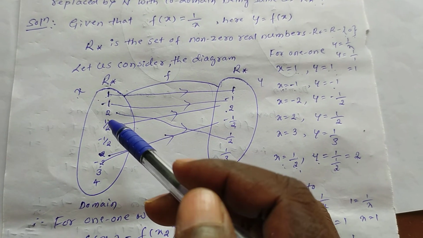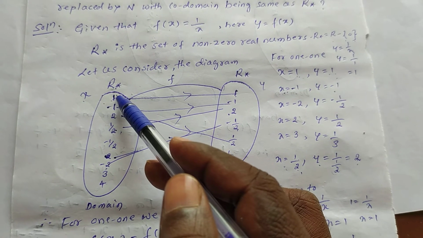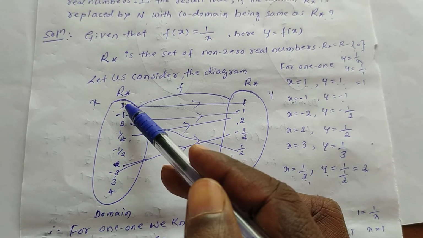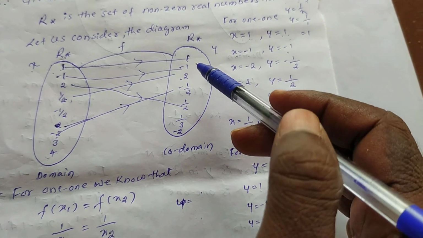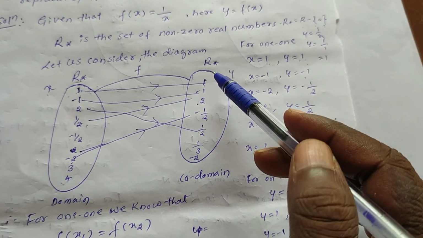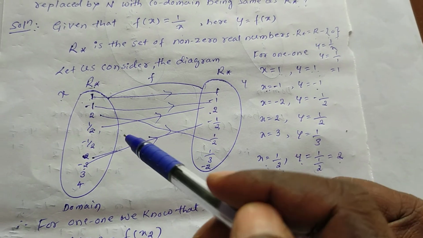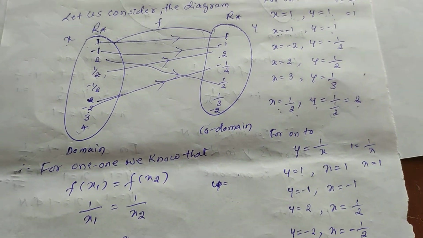Totally, we are coming to the conclusion that for every element of x in the domain R star, there is an image, there is a y. Y means image in the codomain R star. Therefore, this is one-one. Hence, we have to prove it mathematically.